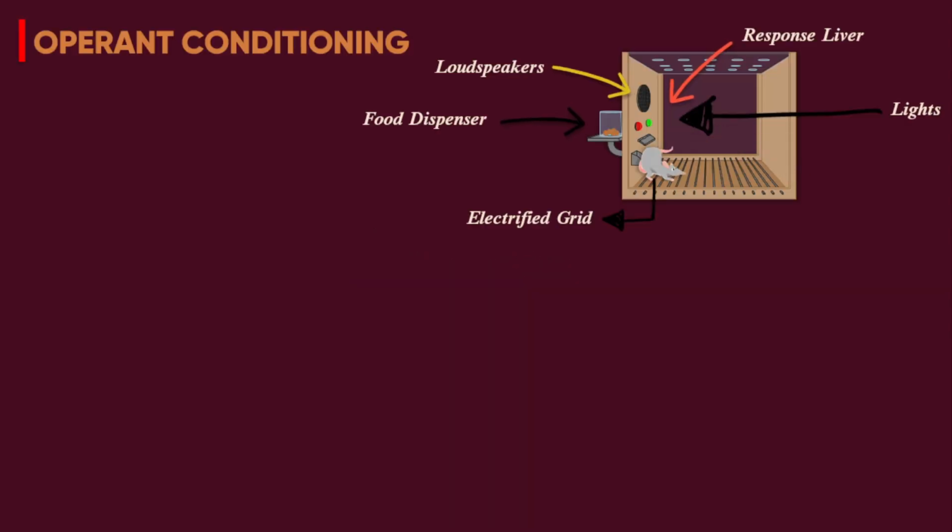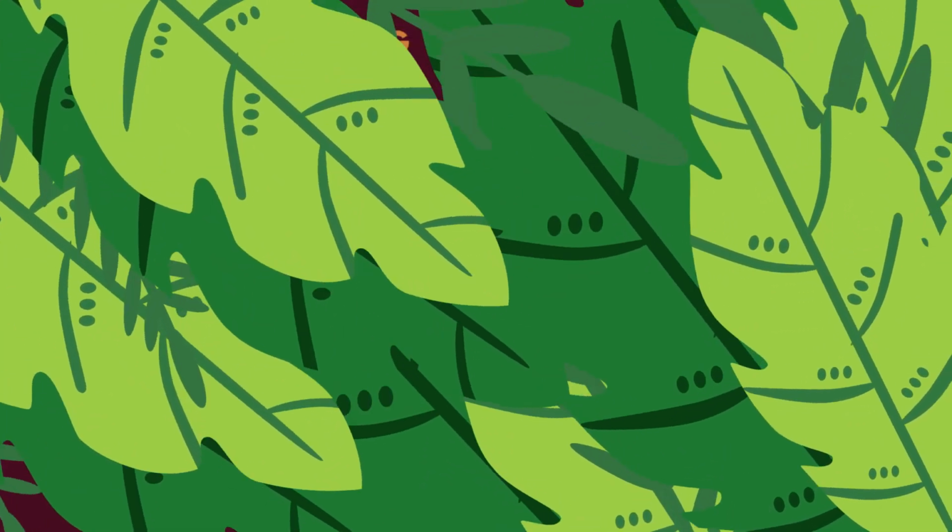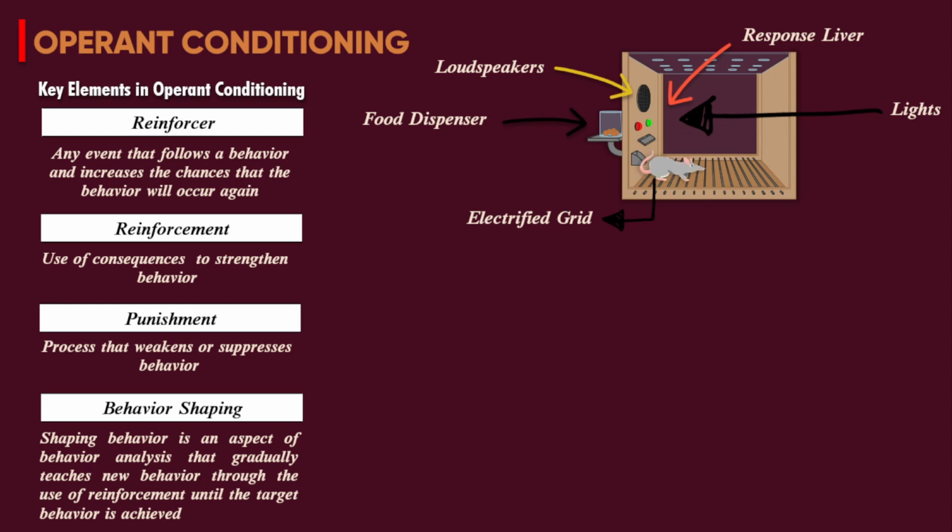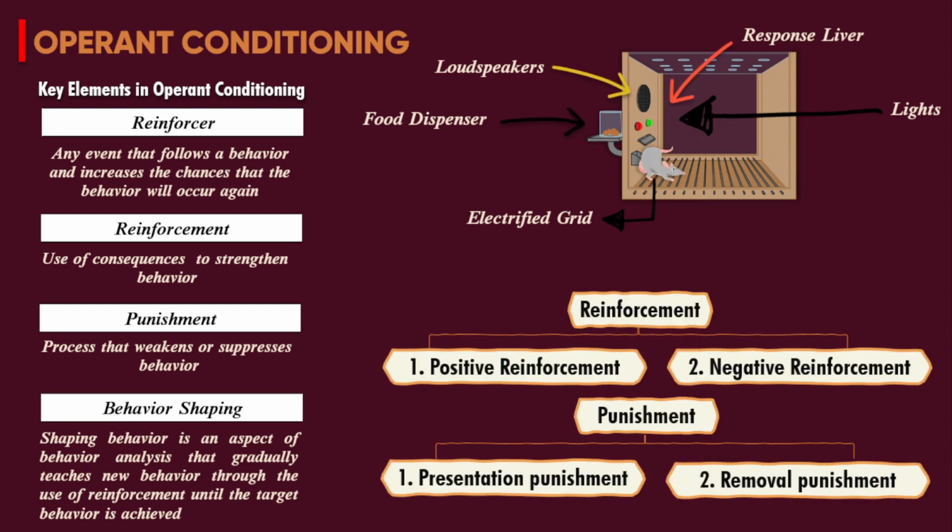In the previous video, we have already discussed about Skinner box experiment. Also, we have discussed about key elements in operant conditioning such as reinforcer, reinforcement, punishment and behavior shaping. There are basically two types of reinforcement, that is positive reinforcement and negative reinforcement, and two types of punishment, that is presentational punishment and removal punishment.